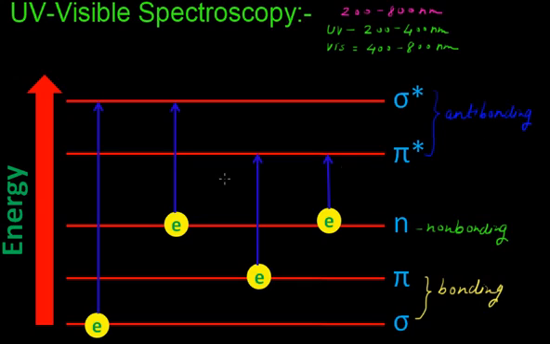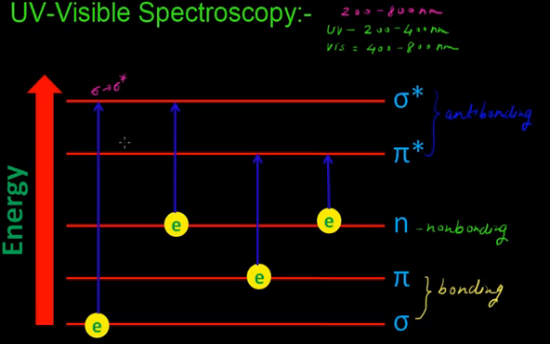and sigma star as well as pi star represent the anti-bonding molecular orbitals. Now, when a molecule is exposed to UV visible radiations, bonding as well as non-bonding electrons get transferred from the ground state to the excited state, that is, anti-bonding molecular orbitals. In UV visible spectroscopy, we have different types of electronic transitions, such as sigma to sigma star. So here we have the sigma to sigma star transition.